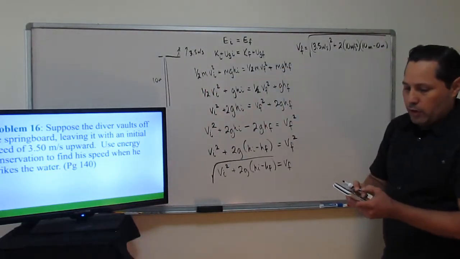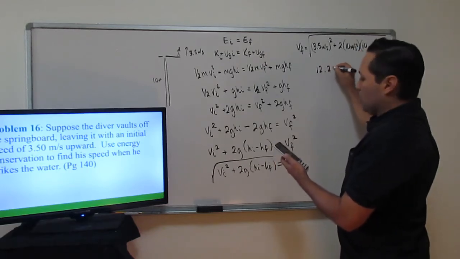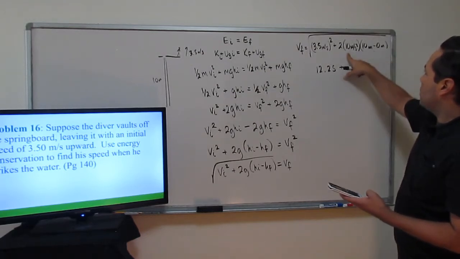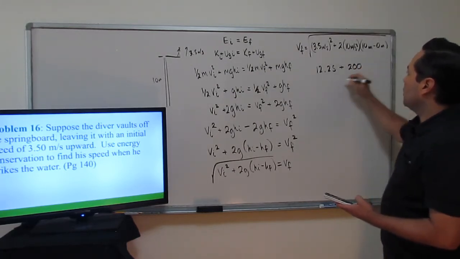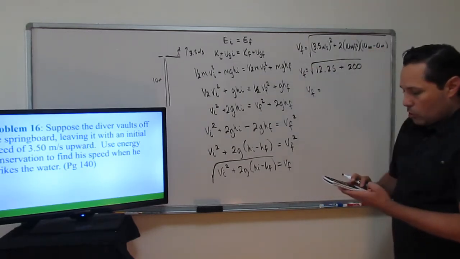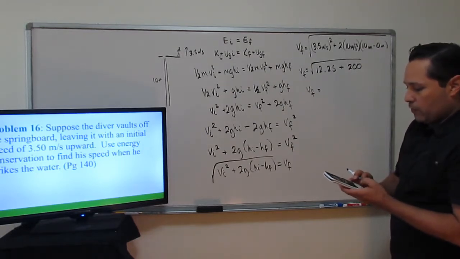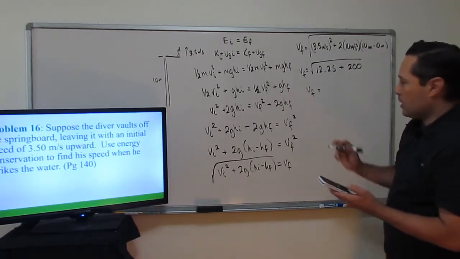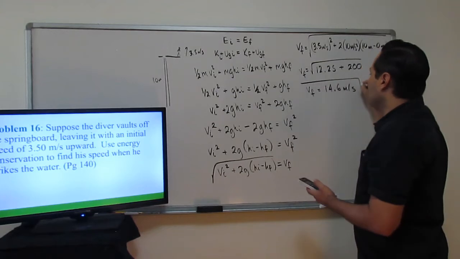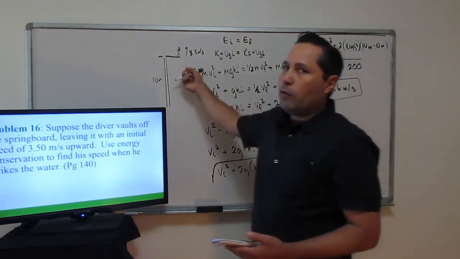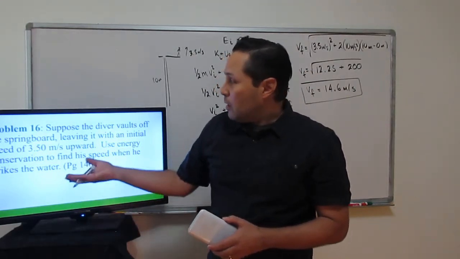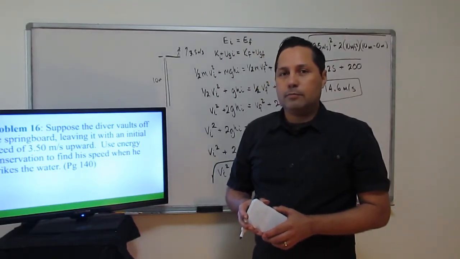So it's going to be 3.5 squared. That gives us 12.25, plus 10 times 10, that's 100, times 2 is 200. All this is square rooted. So that's going to be 200 plus 12.25, and we're going to square root it, and that's going to give us a final velocity of 14.6 meters per second. So that is the velocity of our diver after he went off of the springboard as opposed to the platform when he was at 14.1 meters per second. That takes care of problem number 16.